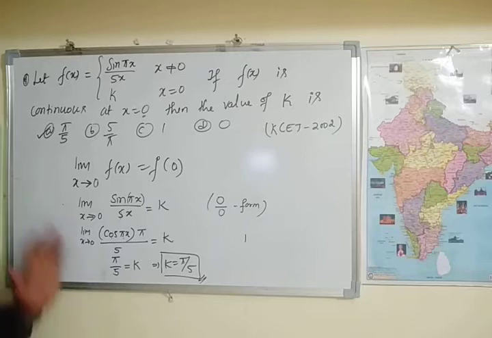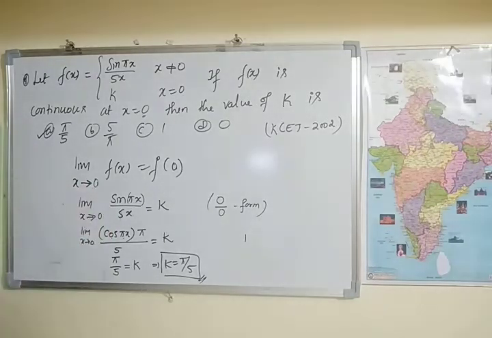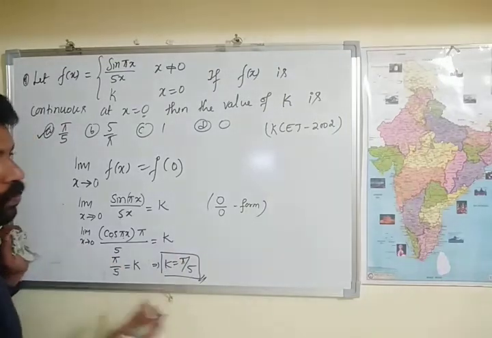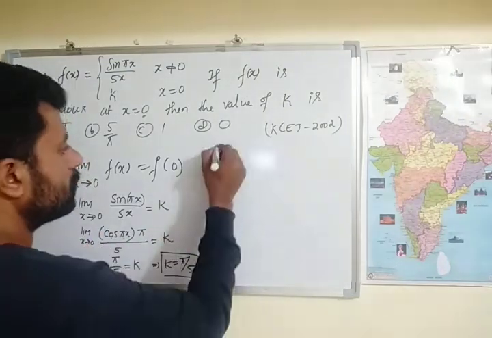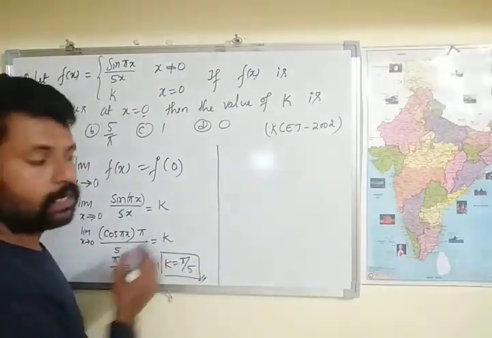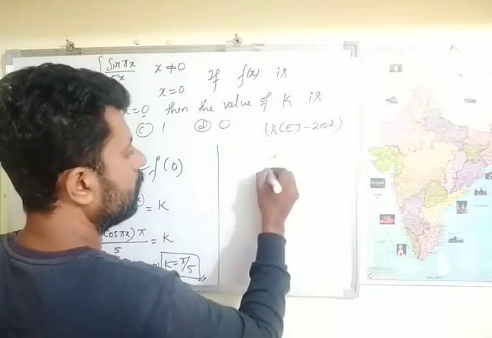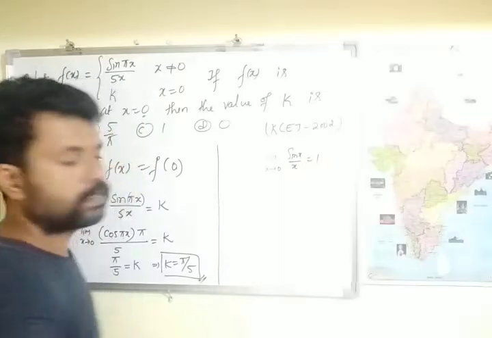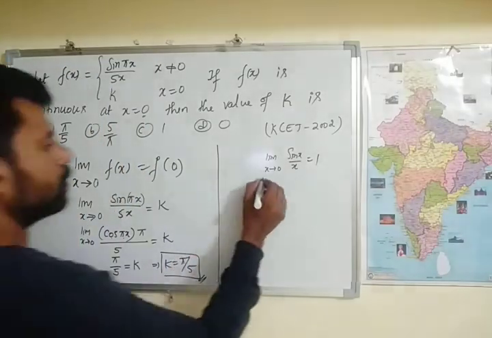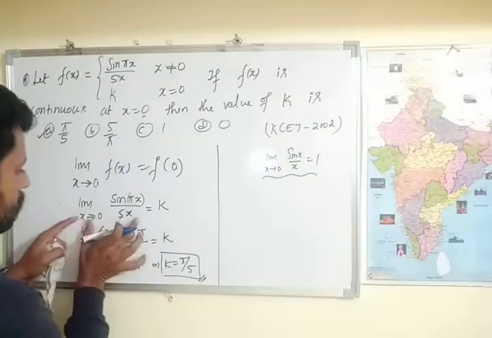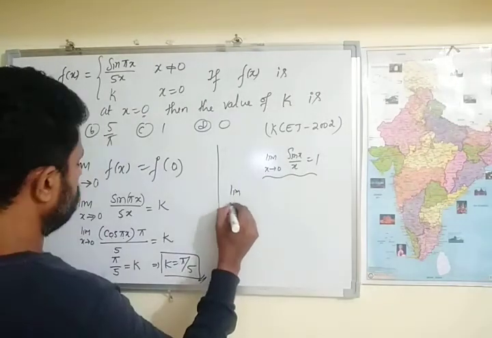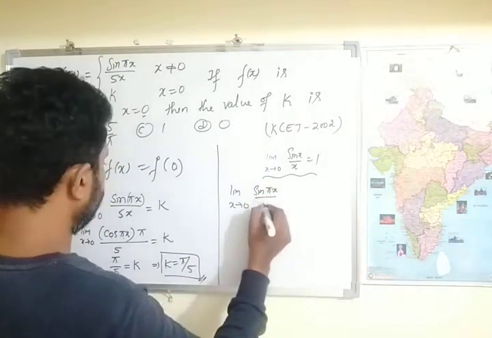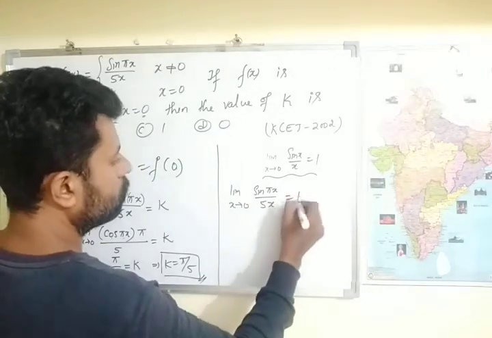So this is the L'Hospital form. We can try in another way. We know the standard result, the sandwich theorem result: limit x tends to 0, sin x divided by x is equals to 1. Now using this, here we have the limit x tends to 0, sin pi x divided by 5x is equals to k.